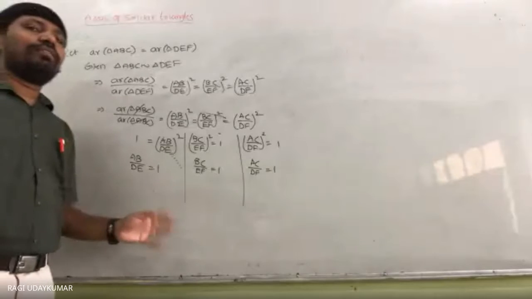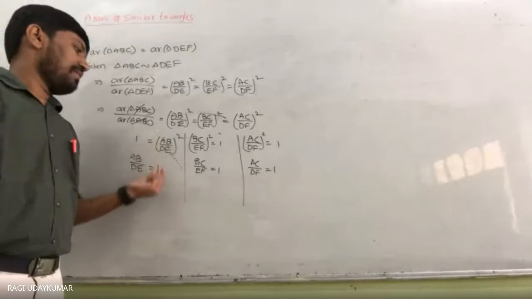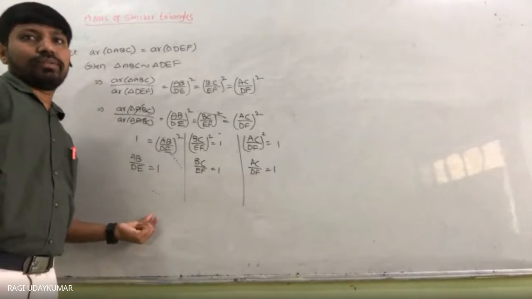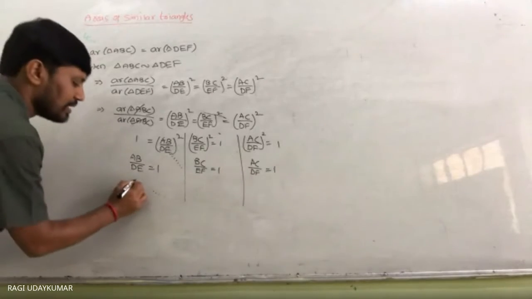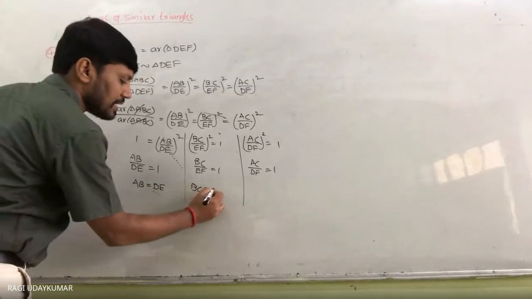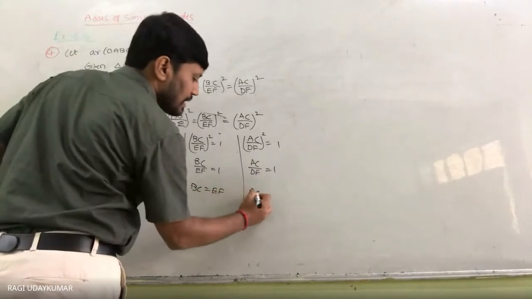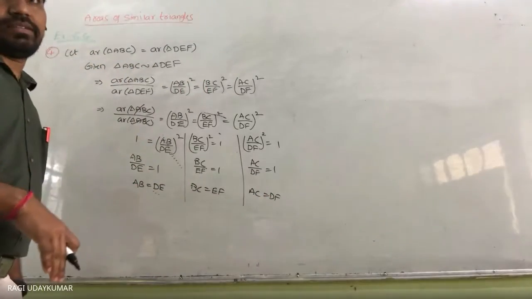Yes, sir. So here the two areas are equal, it is given to you. From the equality we are taking this into consideration. So AB by DE is equal to 1. From this you can say that AB is equal to DE, BC is equal to EF, AC is equal to DF. So corresponding sides are equal, we are getting.